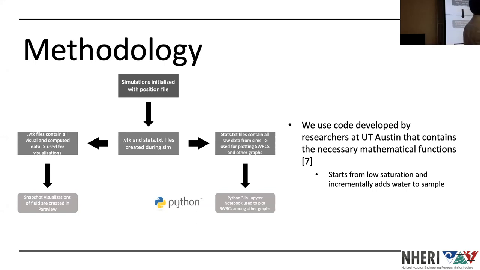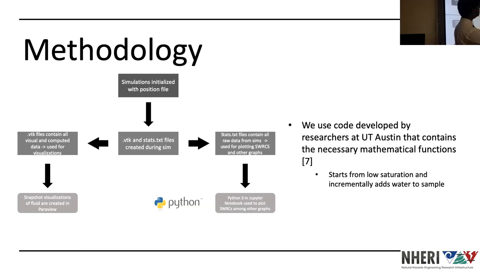Well, we use a code that was developed by researchers at the University of Texas that contained the necessary mathematical equations from the function model. And the way that it works out is that we take the code, we initialize a bunch of parameters, and then the main thing that we do is import a file containing soil grain sizes and position, and it's arranged in such a way that we find our correct velocity. And so that's the main thing that we do.